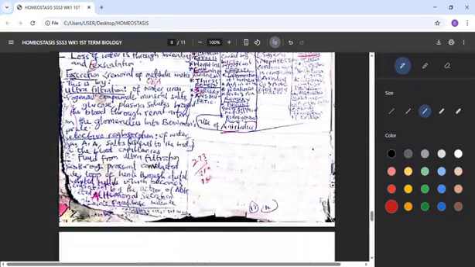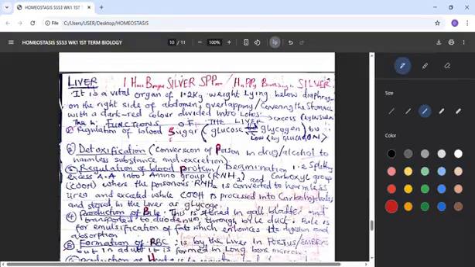So now we'll be moving to the liver, another homeostatic organ. What is a liver? It's a vital organ of 1.2 kg. That's the weight of the liver, and it lies below the diaphragm. Remember, the diaphragm is below the lungs. So when you have the lungs on the left and right, you see the diaphragm beneath it. So below this diaphragm, we now have the liver, and this liver is at the right side of the abdomen.